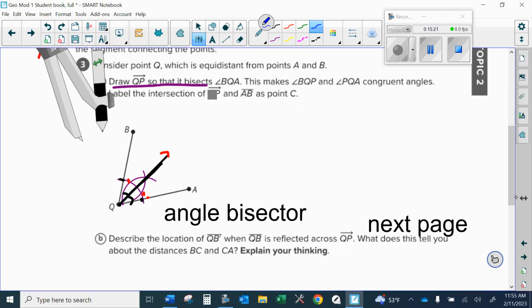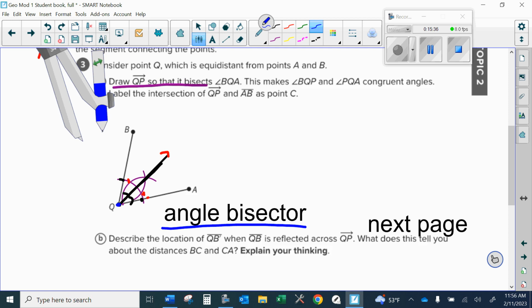Now we also have what's called an angle bisector. We have a perpendicular bisector, and we have an angle bisector. Both of these are on the DCAS. Okay, so how do you construct an angle bisector again?